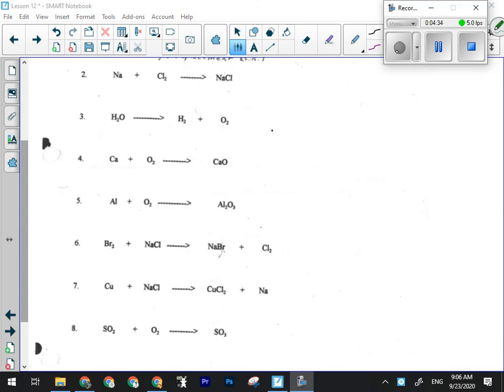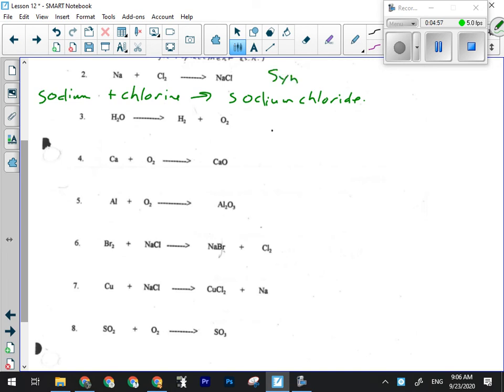All right, so our second one here, we've got sodium reacting with chlorine to produce sodium chloride. All right, what kind of reaction are we looking at? The synthesis reaction, right? Okay, and for balancing, what should I start with? Start with my biggest number, chlorine.